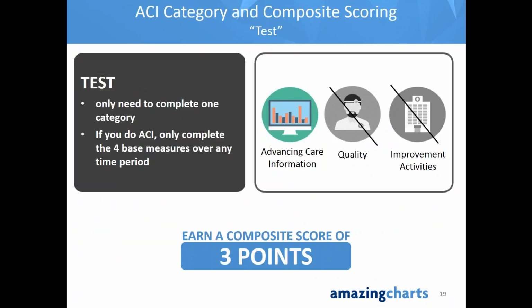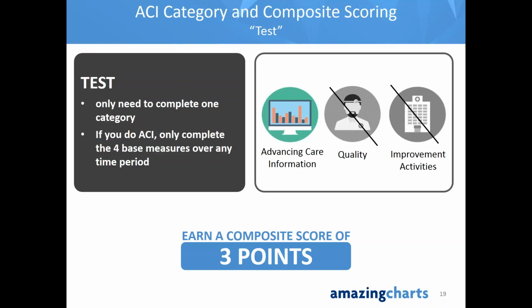Now we'll get a little bit deeper into the ACI category and composite scoring. First, if you're taking the test path just to avoid the reduction in 2019, there's not much to talk about here. If you were to choose ACI as your category while following the test path, you just complete the 4 base measures. You get 3 points and you're done. No deduction for 2019, that's it. All right, and you just saw e-prescribing, well, I described it on a previous one, but that's it.